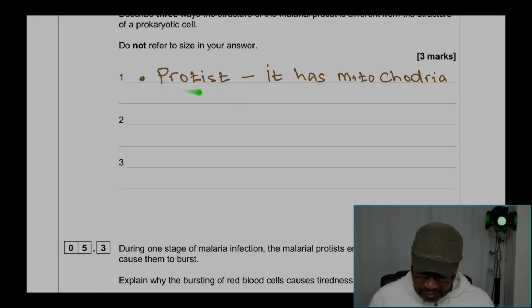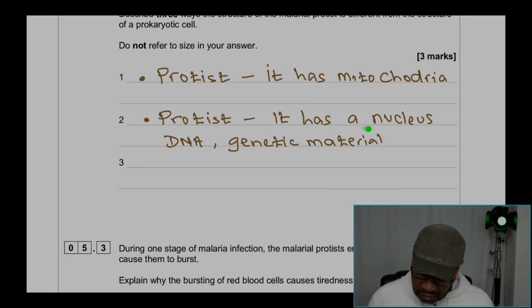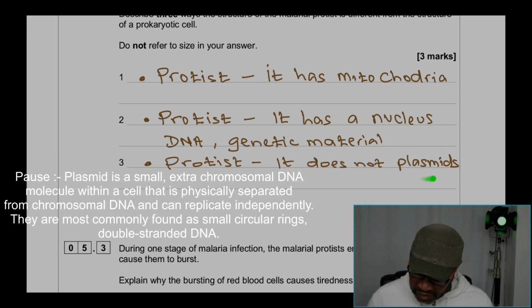In this case, the protist has a mitochondria, we saw that. It has a nucleus, and in there is DNA with the genetic material, and it does not have plasmids.